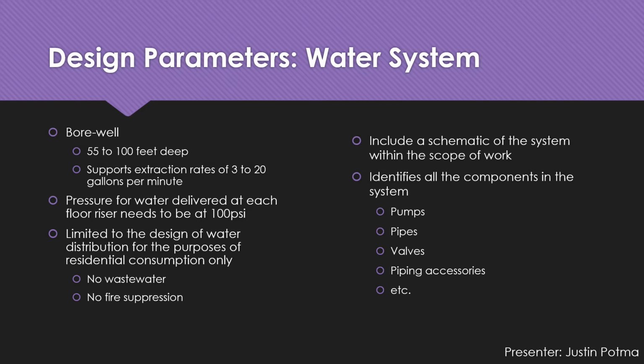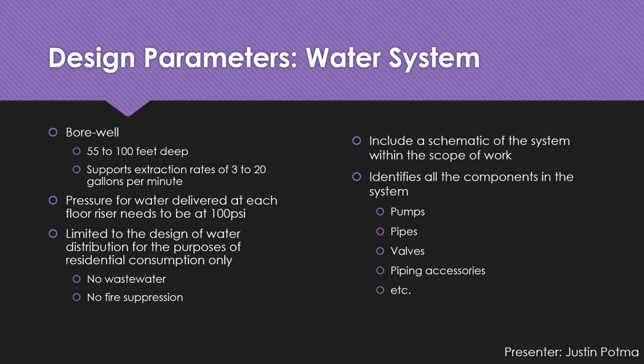For the design parameters of the water delivery system, it was stated that the bore well is 55 to 100 feet deep. It could support extraction rates of 3 to 20 gallons per minute. The water extracted needs to be delivered at a pressure of 100 psi absolute at the inlet of each of the floor risers. The water delivery system is limited to the design of water distribution for the purposes of residential consumption only, so our schematics will not include any designs related to wastewater or fire suppression systems.